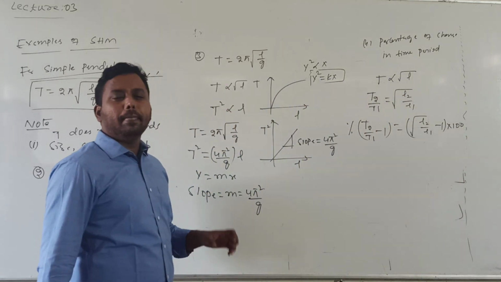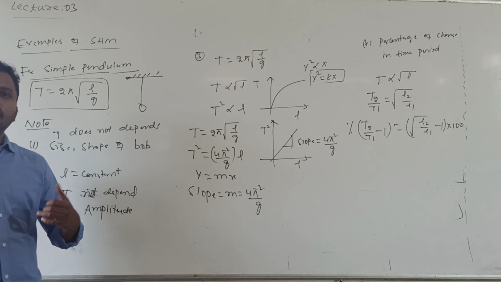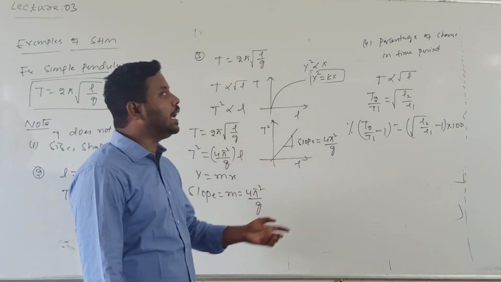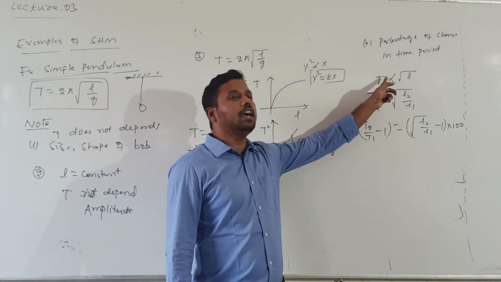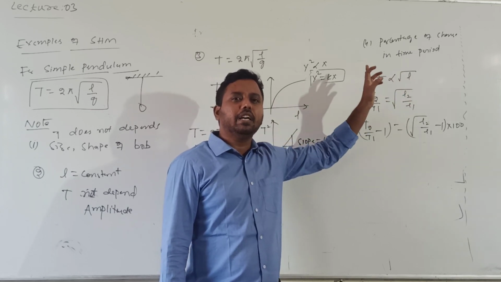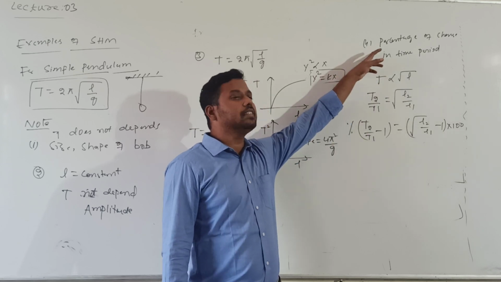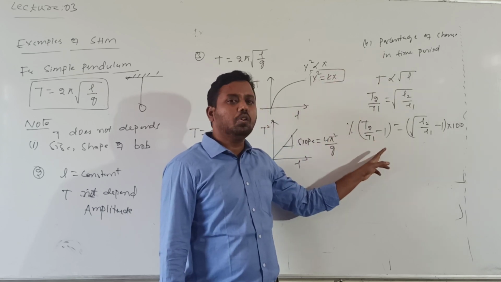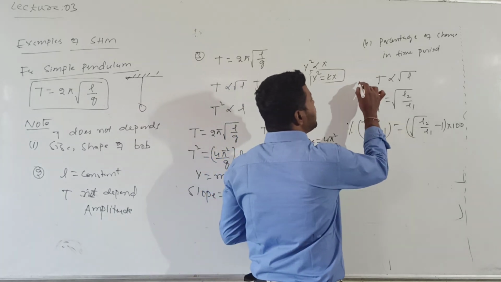Whenever they give an increase in the length and you want to calculate the percentage of increase in the time period, the time period value is directly proportional to root over length. With increasing length value, the time period value increases. What is the percentage of increase in the time period value to calculate? There is one more method also.